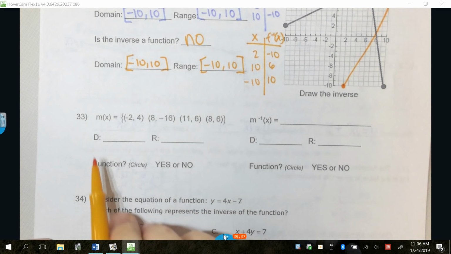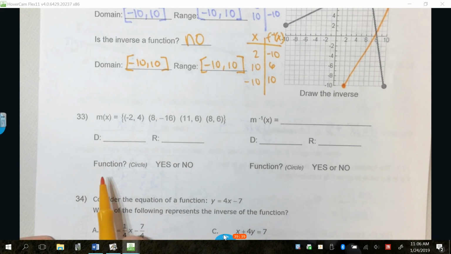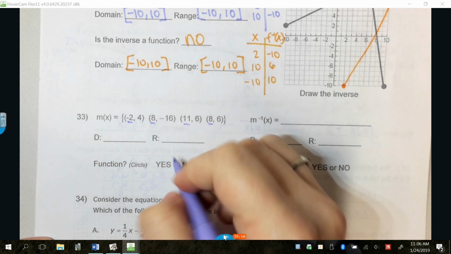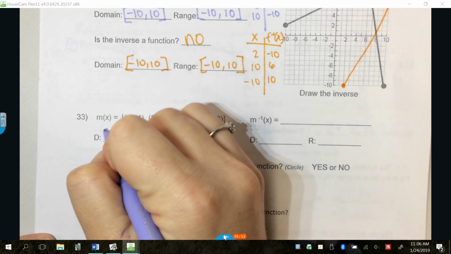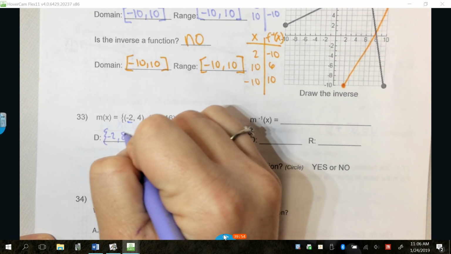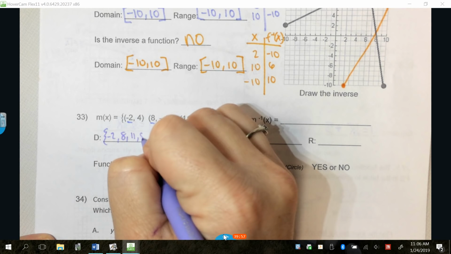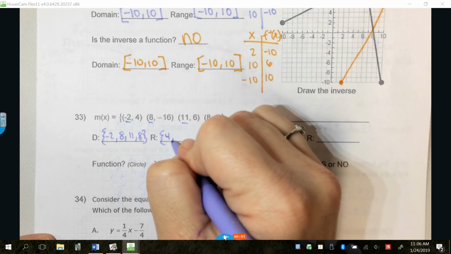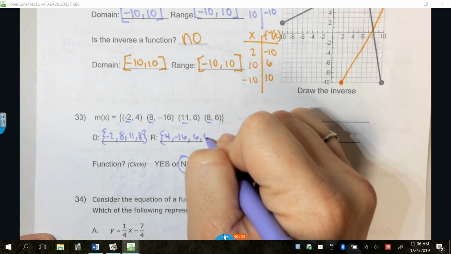Okay. M of x is this. Is this a function, yes or no? Well, x: negative 2, 8, 11, 8. 8 repeats, so this is not a function. My domain is negative 2, 8, 11. And my range is 4, negative 16, 6, 6.